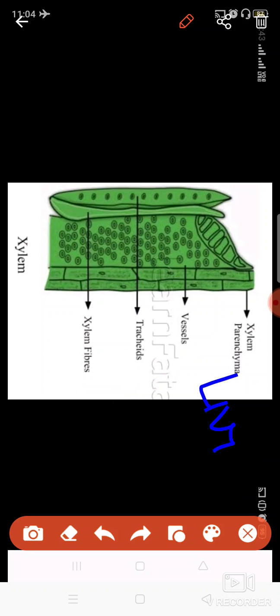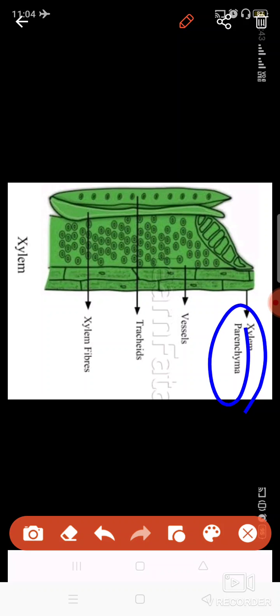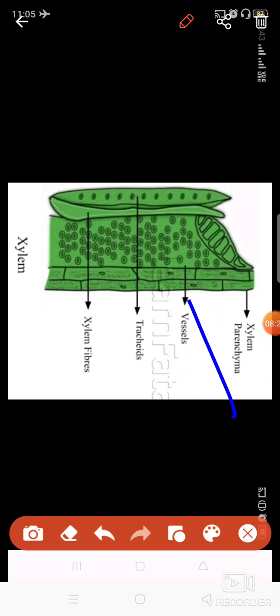In the case of phloem, only phloem fibers are dead cells and the other three cells are living cells. Here in the case of xylem, only xylem parenchyma is living and all other cells are non-living. So here you will see xylem parenchyma, the rectangular cells having a nucleus, these are the living cells.